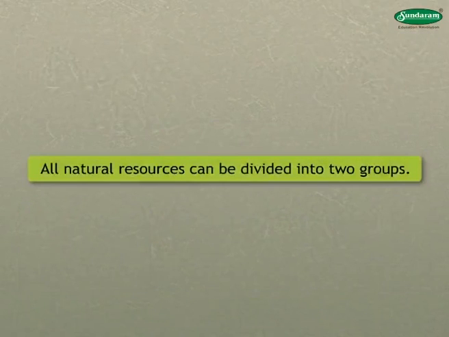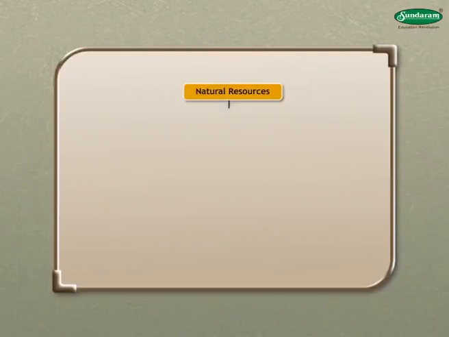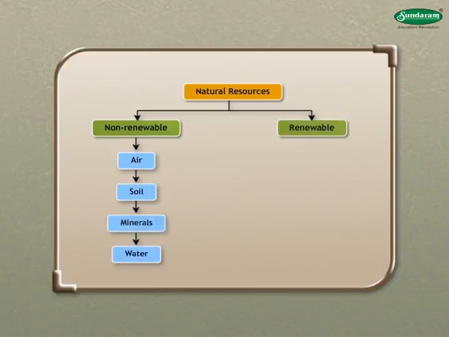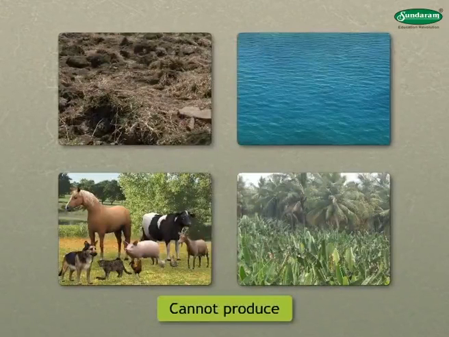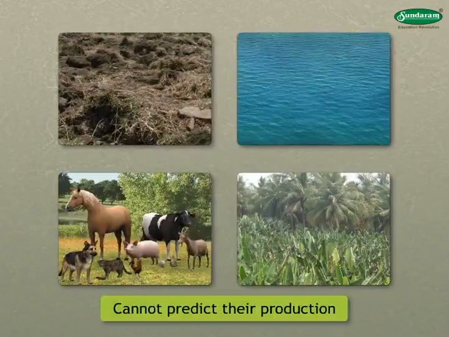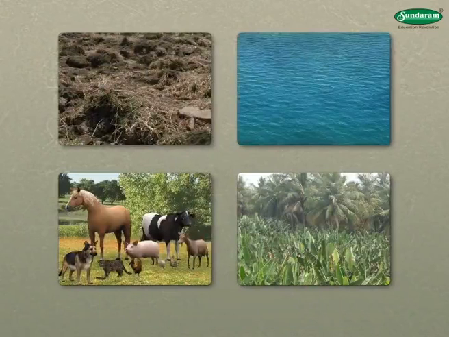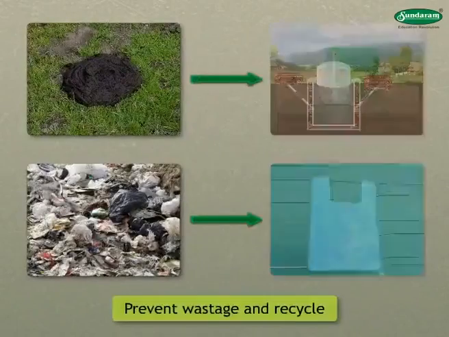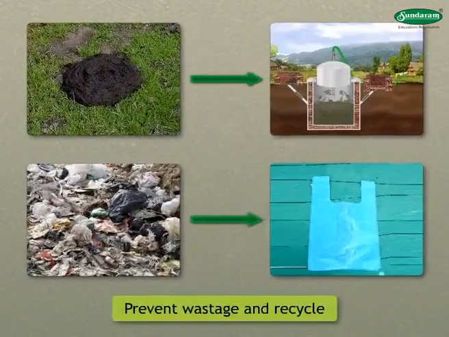All natural resources can be divided into two groups. Non-renewable: air, soil, minerals, water. Renewable: plants, animals. Think it over. We cannot produce certain natural resources and cannot predict their production in nature. So, it is necessary for us to use these natural resources carefully. We must prevent their wastage and recycle them.